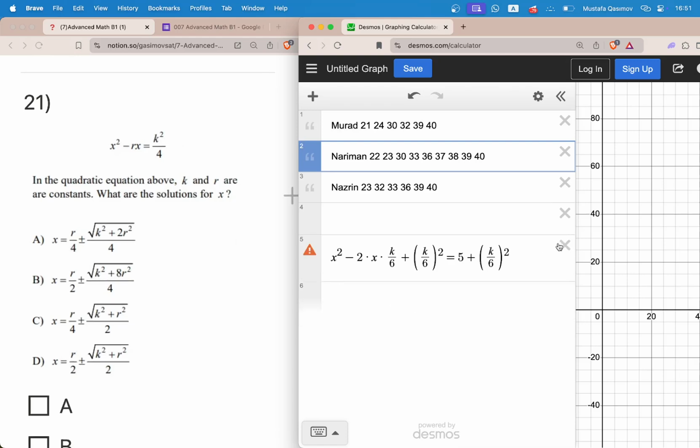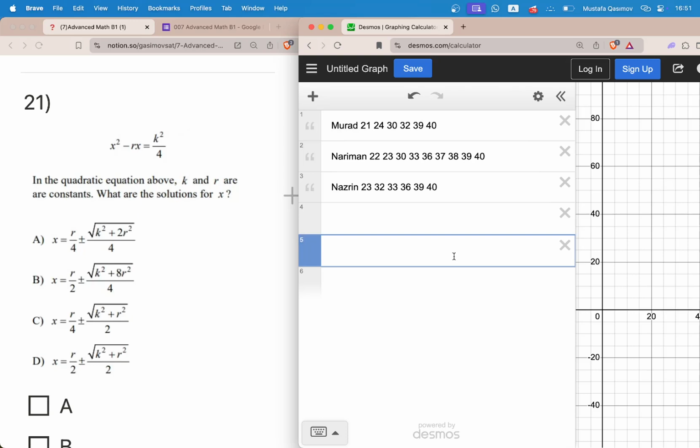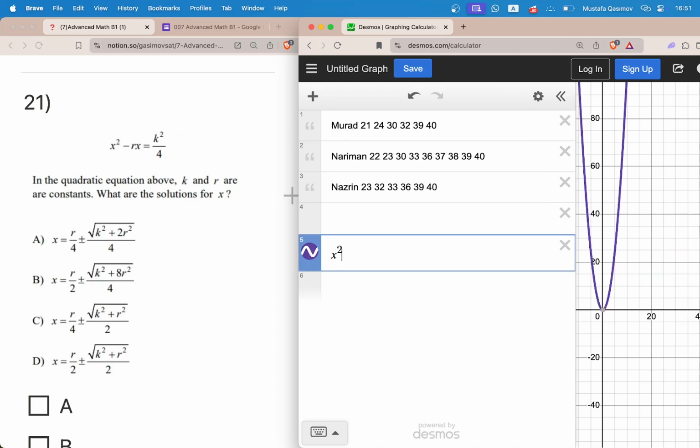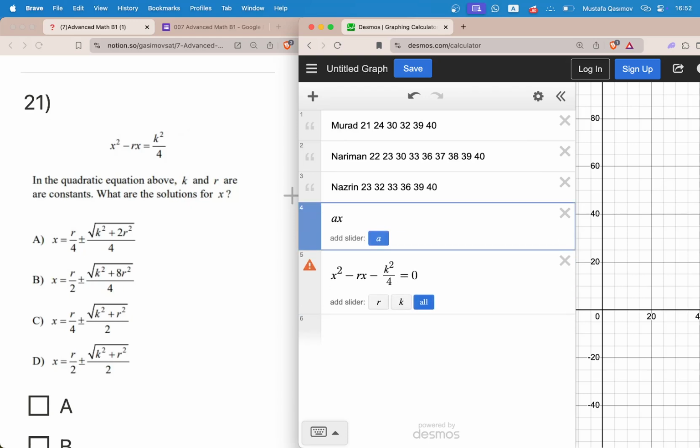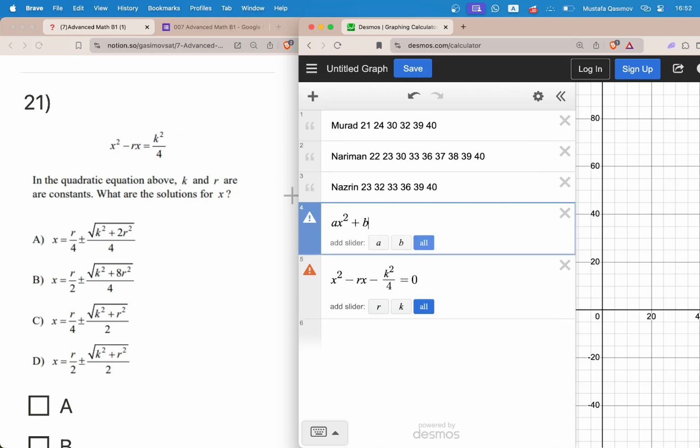21. 21 is also an important question for understanding how to use the discriminant. Here first we have to write it in standard form, ax squared plus bx plus c equal to 0. X squared minus rx minus k squared over 4 is equal to 0. It is like that, ax squared plus bx plus c is equal to 0.